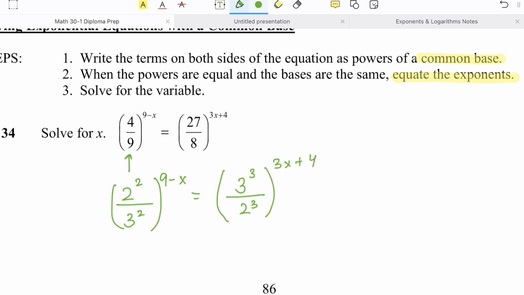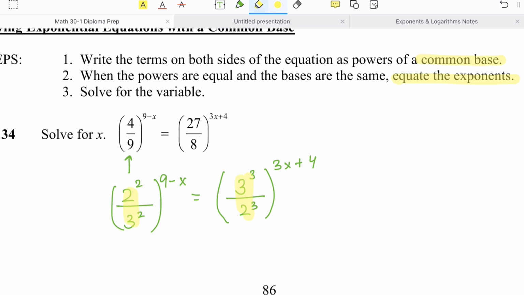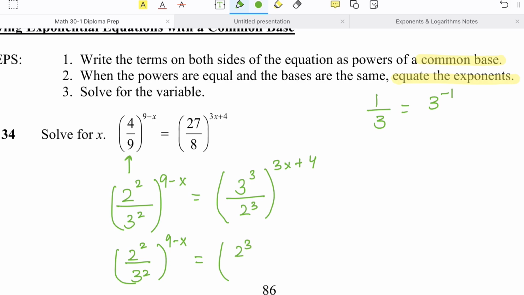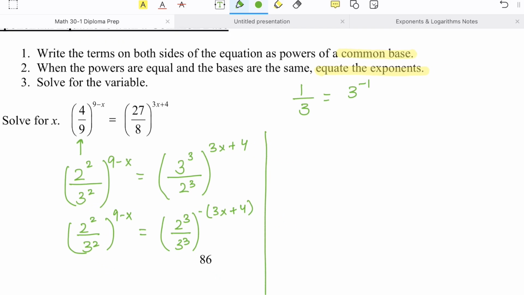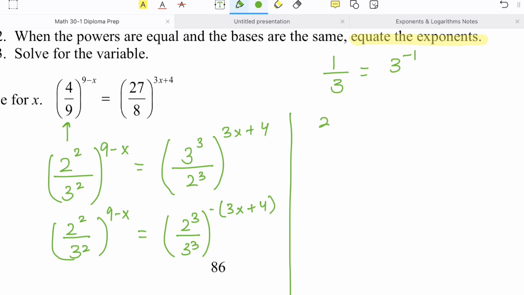Now, if you see, my right side is the reciprocal of my left side. Now, when you have a reciprocal, let's say 1 over 3, and you want to convert it into 3, you'll just have negative 1, right? So that's what I'm going to use here. So 2 to the power of 2, 3 to the power of 3, 9 minus x is equal to 2 to the power of 3, 3 to the power of 3, and my exponent is going to be over here, 3x plus 4. Okay, now I can distribute the 2's out.